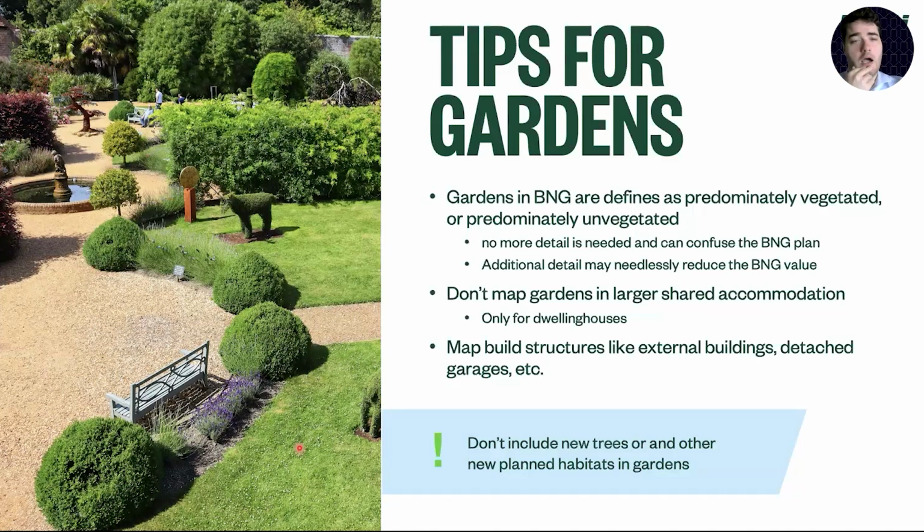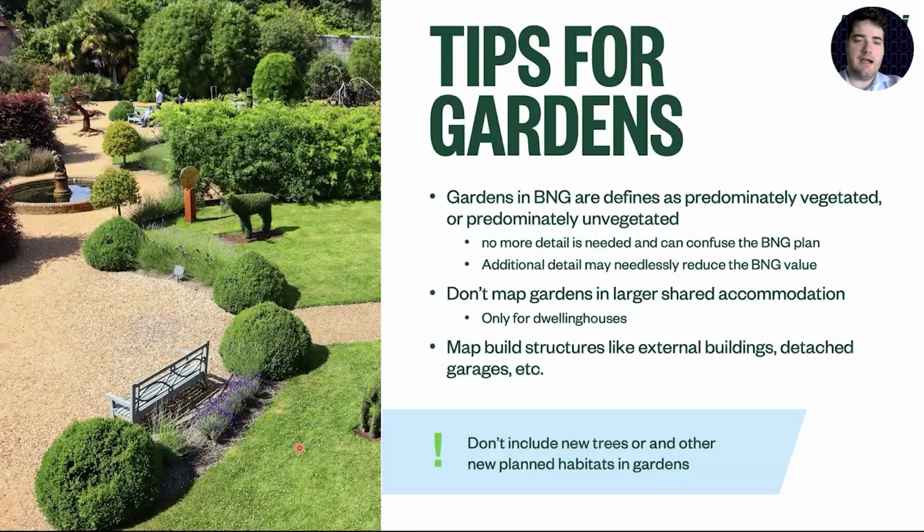And I think in many cases it's even suitable to combine the front and rear gardens into a single feature and say, is that predominantly vegetated or predominantly unvegetated? That is all the detail that you need for the application. And if you divide that area up, you'll just be reducing the BNG value of that garden because you'll be increasing the amount of, say, unvegetated areas. Unless there's a really small patch of vegetated that you can add in that helps the overall calculation.